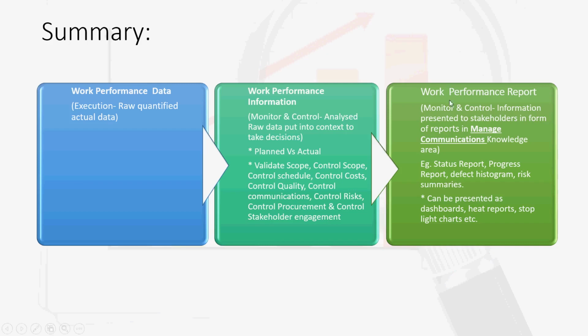Now moving to work performance report. Work performance report is the dissemination of work performance information to the relevant stakeholders of the project. It happens during the manage communications process, and the project manager can give various status reports, progress reports, defect histograms, and risk summaries to the stakeholders to make them aware of the status of the project. He can also present various dashboards, heat reports, and stoplight charts to the stakeholders to make them aware of the status again and to gauge their attention to certain areas.